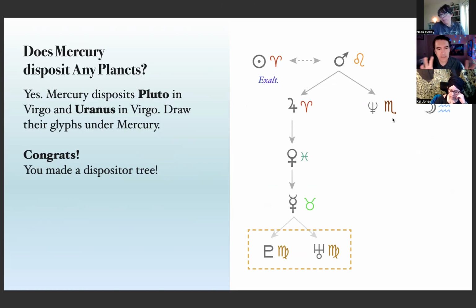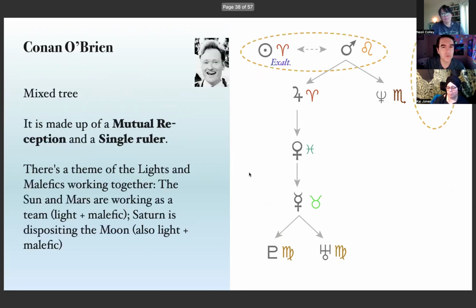So you can see each of these trees has a different structure, a different shape. Can anybody tell me, based on what we were already talking about, what the two types of tree structures are that we see here in this example? Ah, you're going so fast, Alberto, I can't tell. Okay, well, is it the committee one? No, committee is three or more. Mutual reception and domicile. Yes, very good. I would call that single ruler. So it's just ruling, it's in domicile and it disposits one other planet. So this is Conan O'Brien, famous American comedian. So he's got mutual reception, a single ruler.